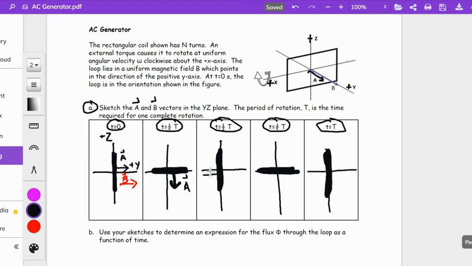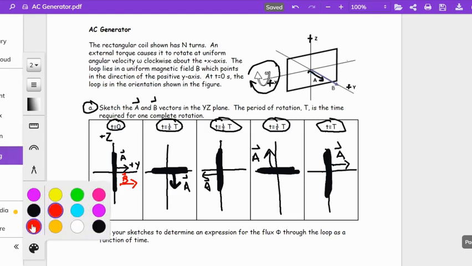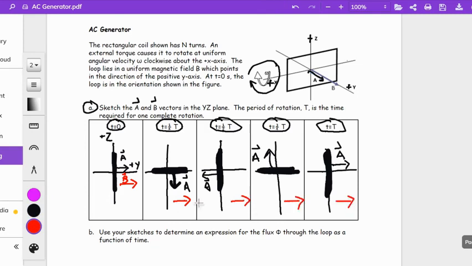Then the area vector is going to be pointing kind of backwards. And then the area vector is pointing up. And finally, it comes back around to where it was originally, which would be here. So again, the loop is rotating in the clockwise direction when we look at it this way. All right, the magnetic field is always going to be the same. So the B field is always the same. So that's going to be B for all of these.